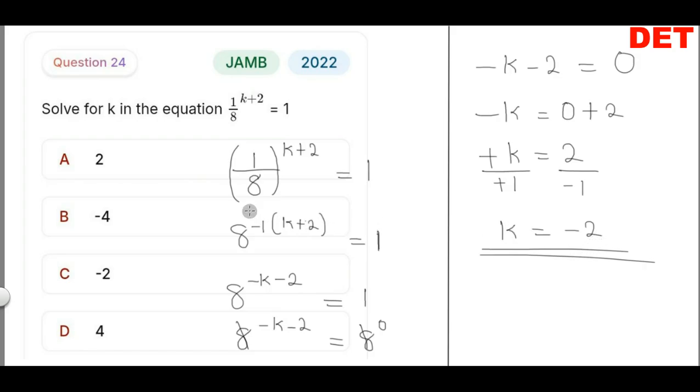So the correct answer to this 2022 JAMB question is option C. k is equal to minus 2.